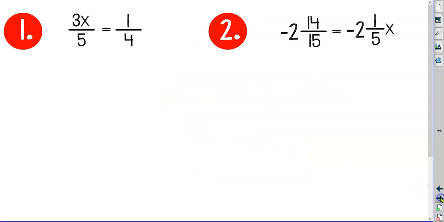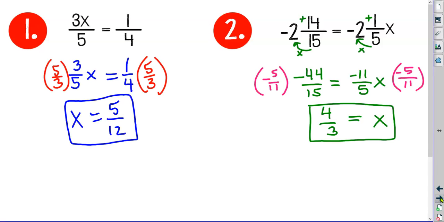Now get your calculator ready and give these two a try. Pause the video now. Okay, are you ready to check your answers? How did you do? Hopefully you did great. And that concludes the tutorial on solving one-step equations with fractions as coefficients.